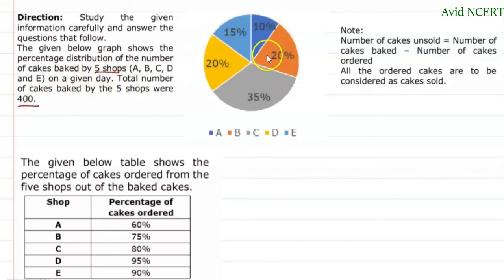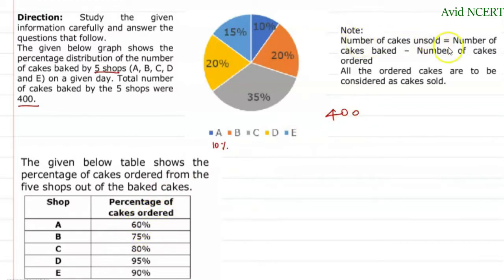So this is the percentage distribution. Out of 400 cakes, A, the dark blue color, made 10% of cakes, B 20%, C 35%, D 20%, and E 15%. The table given below shows the percentage of cakes ordered from the 5 shops out of the baked cakes. So this is the shop and the percentage of cakes ordered from these shops. For example, Shop A made 10% of the 400 cakes, and out of this, 60% were ordered.